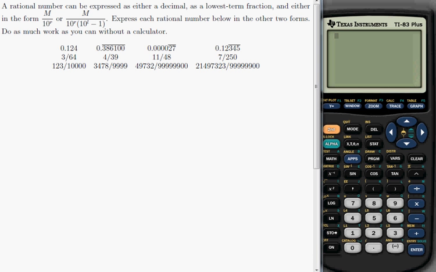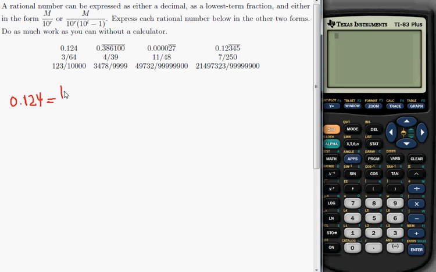Okay, let's look at this review problem that involves converting decimals to fractions in lowest terms and then to fractions in the specialized forms here. Let's just get some practice with this. 0.124, that is a decimal, and so we need to convert this either as a lowest term fraction or in the form expressed here. The latter is the easier to do.